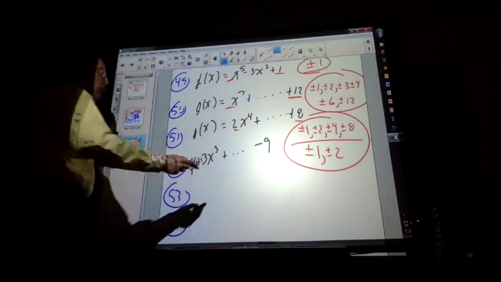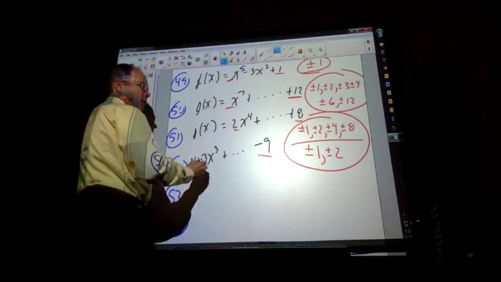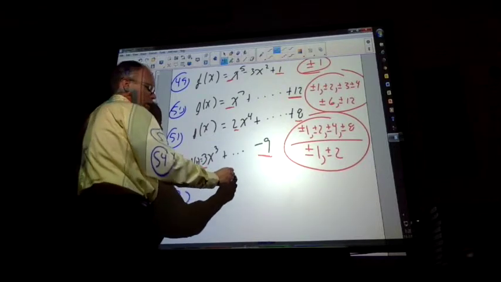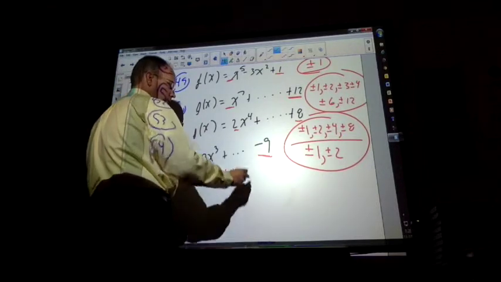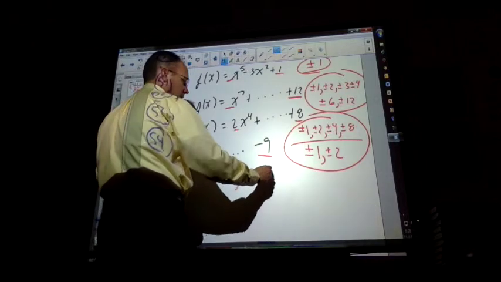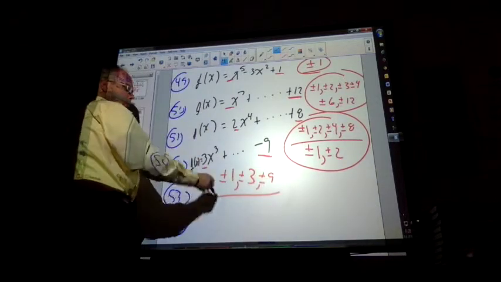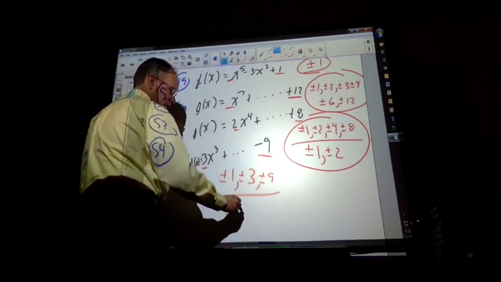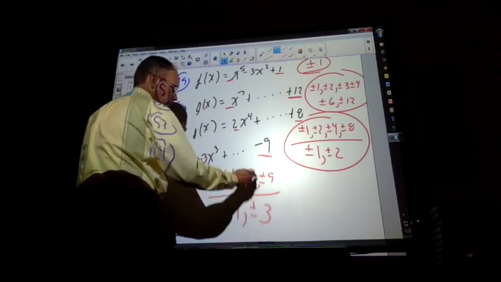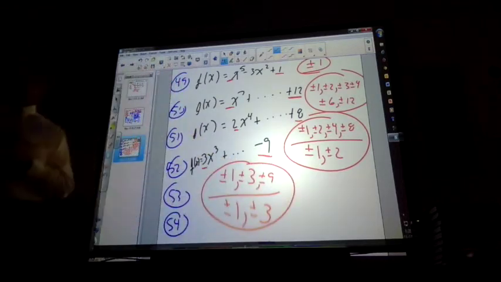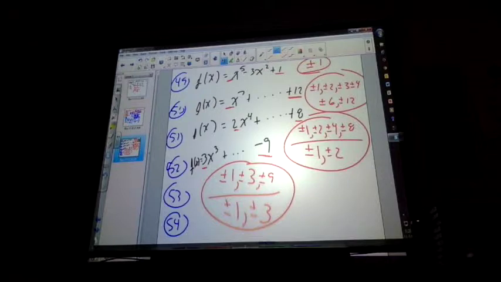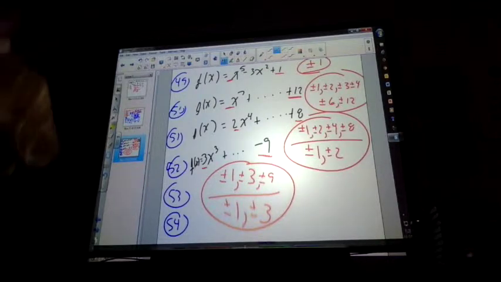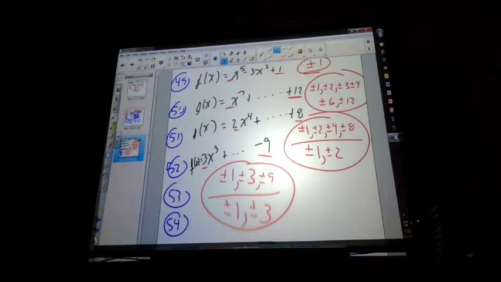And then 52, all the factors of this over all the factors of this. So plus or minus 1, plus or minus 3, plus or minus 9, all over plus or minus 1, plus or minus 3. Okay, so it's all of the factors of the constant, which is the non-x term, over all the factors of the lead coefficient. That's all it is.